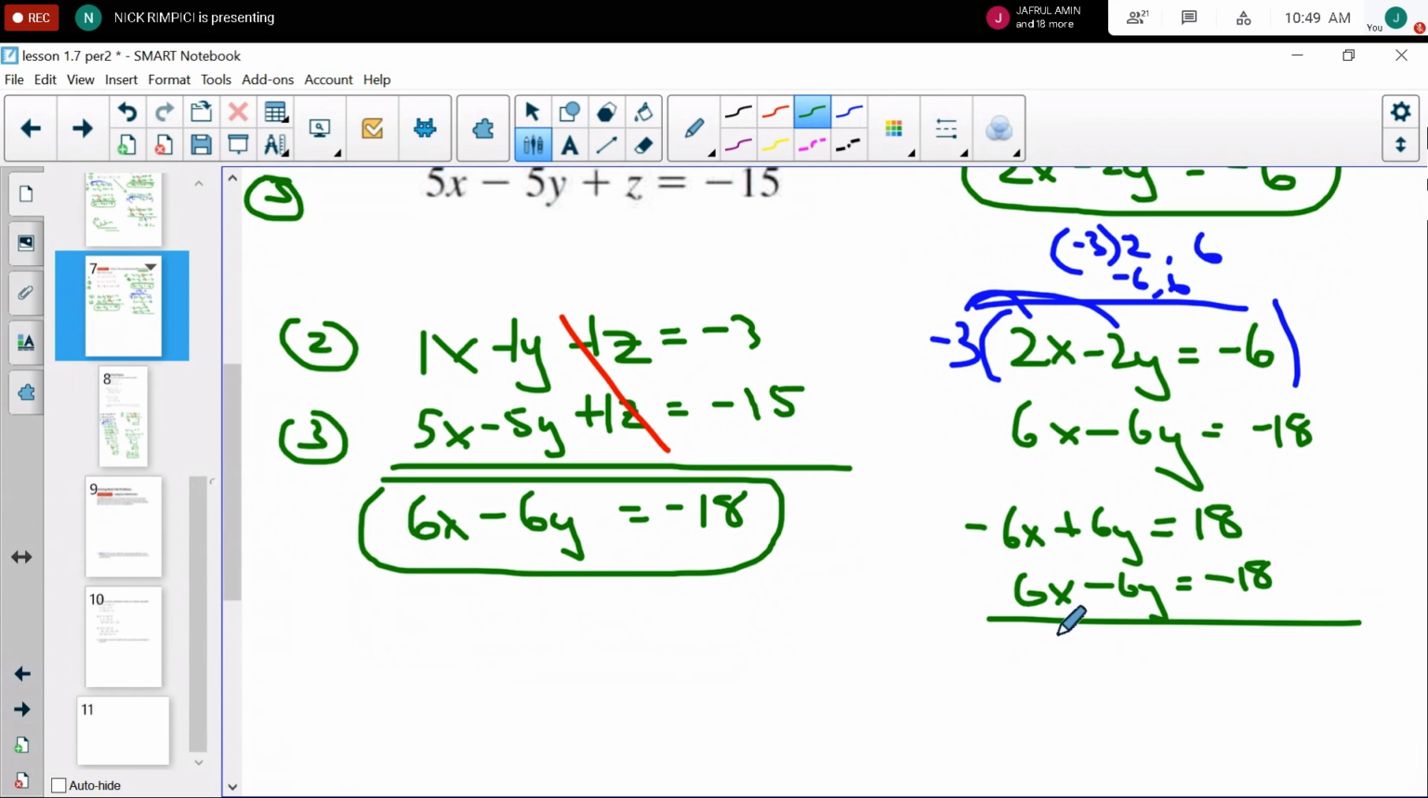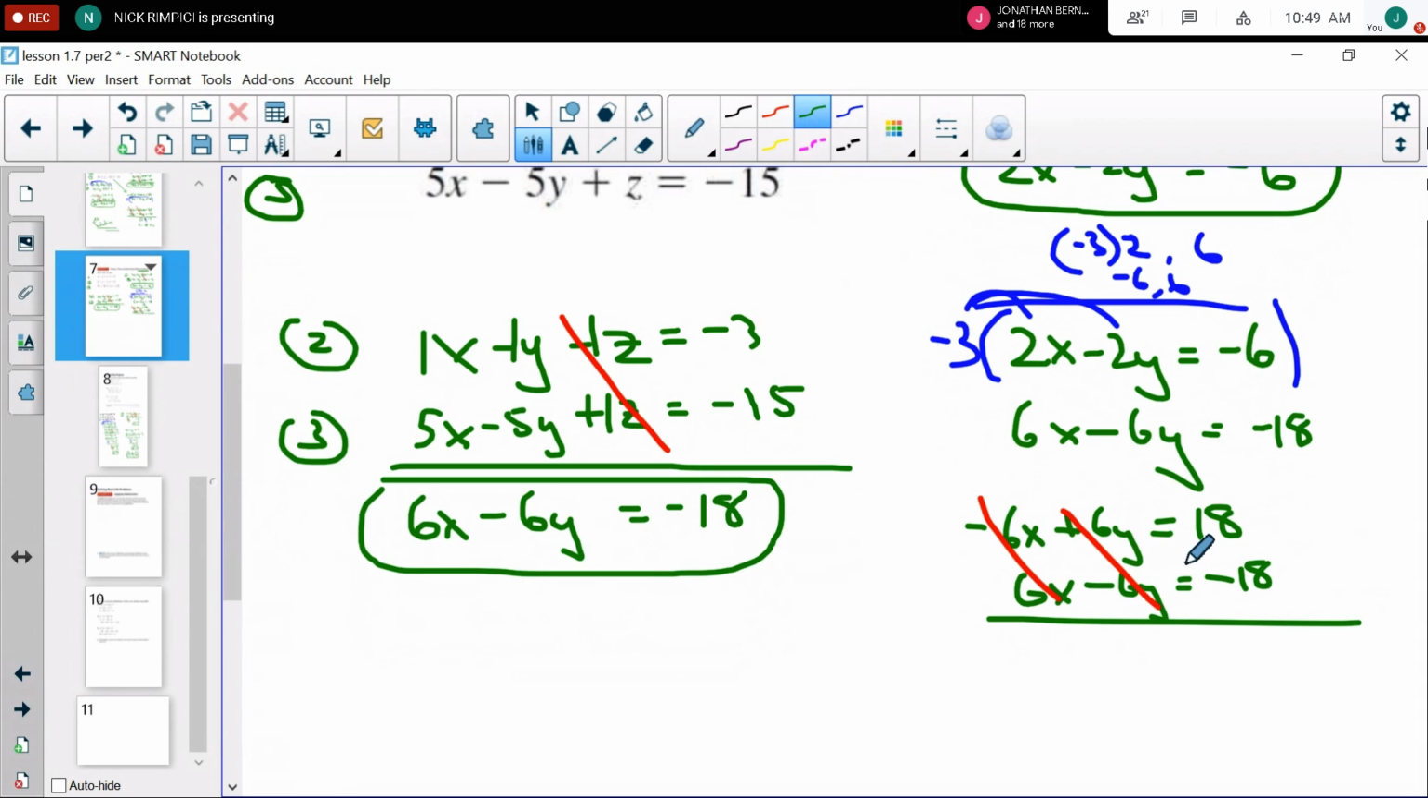Now I can add these together, and I'm happy with this selection because these are going to wipe out, right? I got negative 6x and positive 6x. They wipe out. That's good. I want to cancel stuff out. So that works. And then something strange happens. 6y and negative 6y also cancel out. So I get those to go away too.